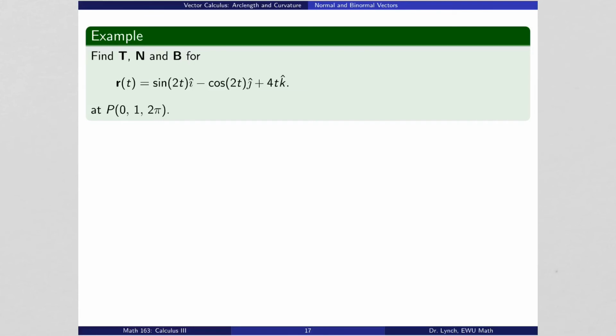Here is a space curve defined by sine of 2t in the i direction, minus cosine of 2t in the j direction, plus 4t in the k direction, and we'll go ahead and compute T, N, and B for this curve. And it's not a particularly difficult computation. It just takes cranking out some derivatives and looking at magnitudes.